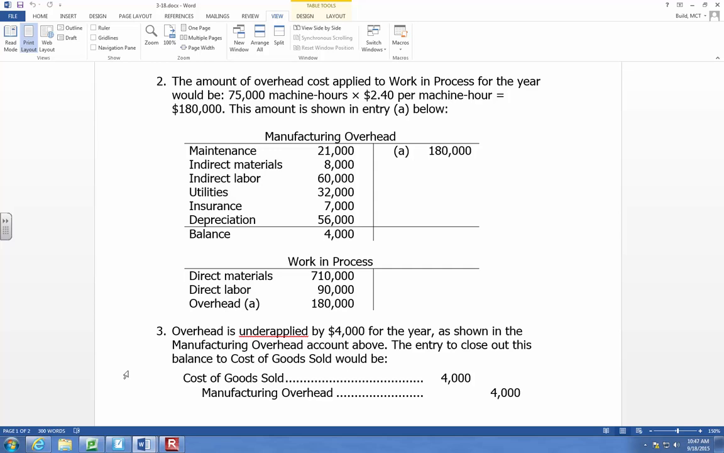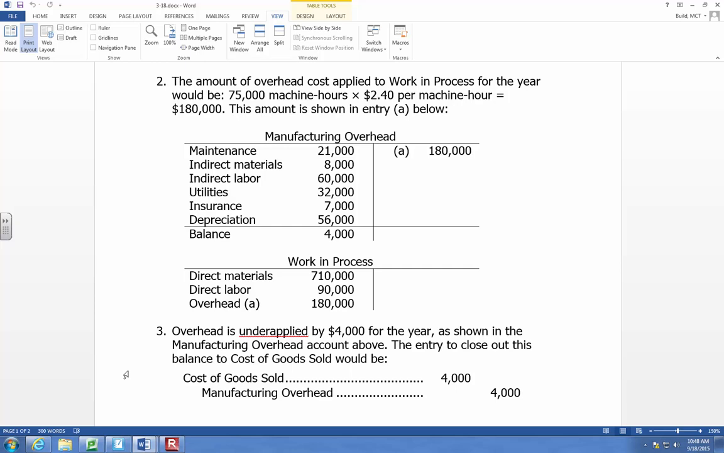And then the last thing they wanted to know is how much came into work in process. Well, this is the journal entry, debit WIP, credit overhead. So the points there are +1 if you got a credit of 180 here, +1 if you balanced it out, and +1 if you got the other part of the 180 debited into WIP.